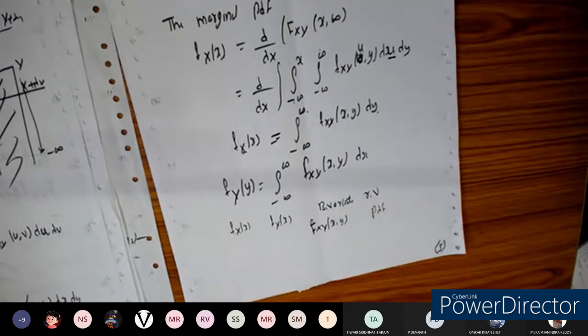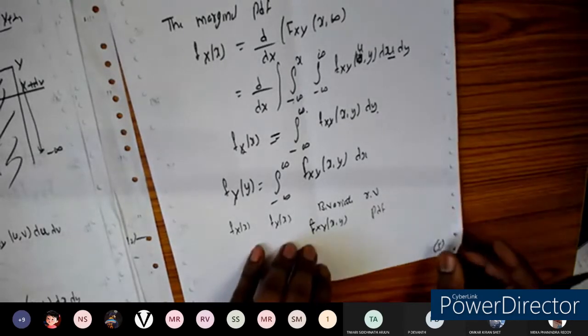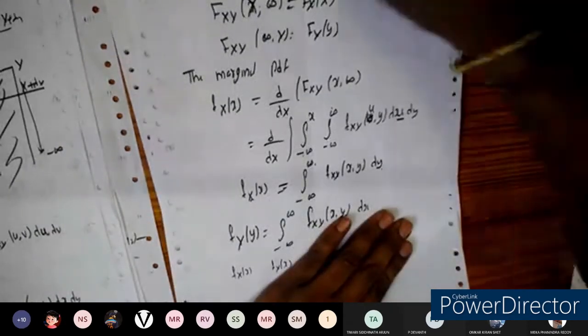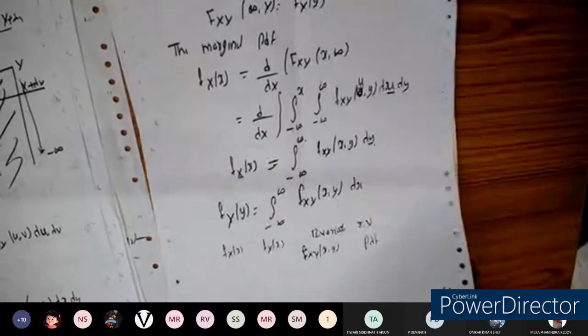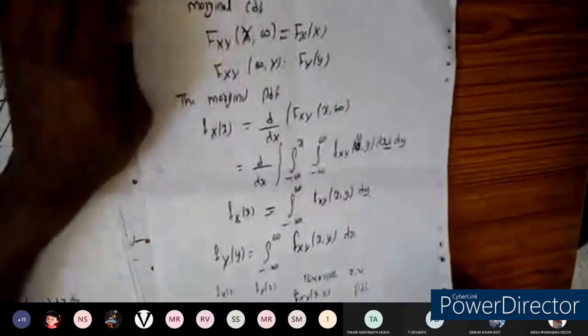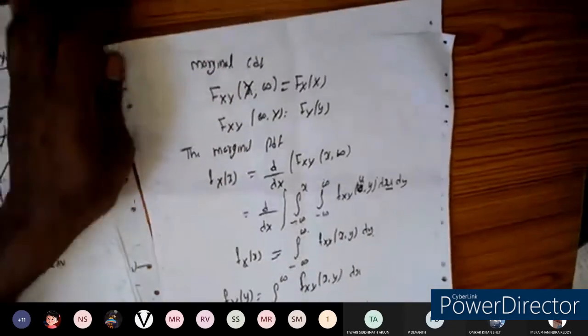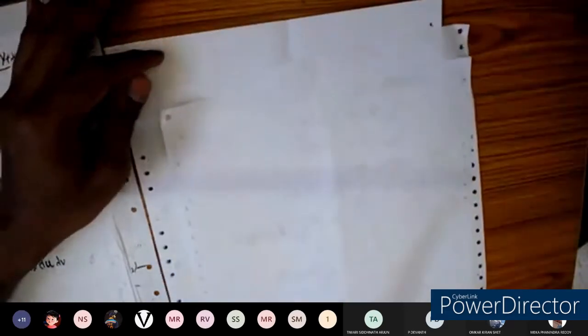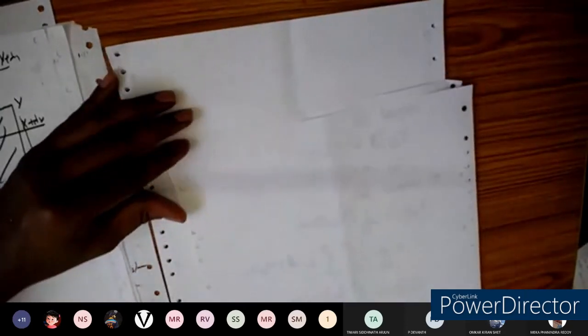Okay. So in the last class we went up to this point. Now let us continue from here. As we defined for the single random variable the mean, variance, standard deviation, and the mean square value, in a similar way we are going to define them for this case. But before that, let us see some more concepts here.